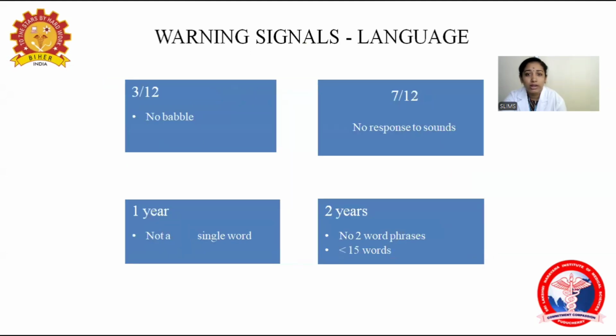Let's see the warning signals in the language milestones. A 3 months old child does not babble. A 7 months old child does not respond to sound. A 1 year old child does not say a single word, and a 2 years old child does not say two-word phrases or speaks fewer than 15 words. So these are some warning signals in the language milestones.